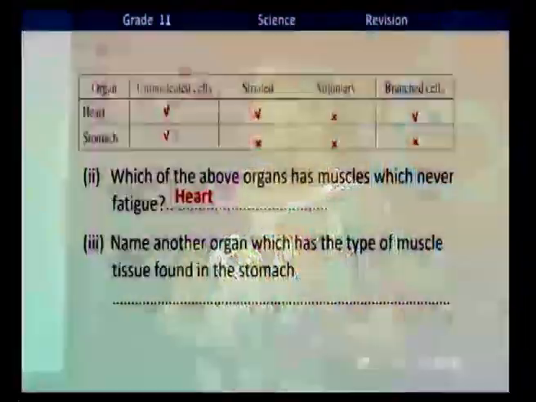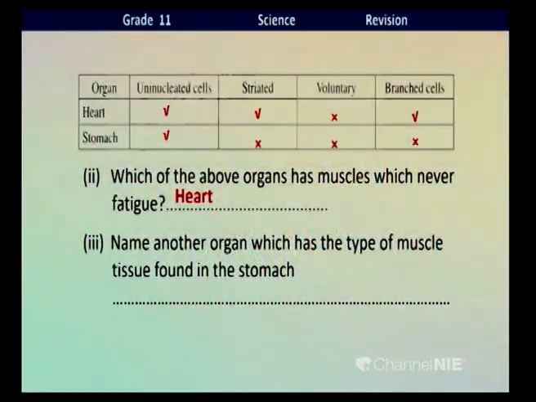So, till the end, they work continuously. They never fatigue. Right. Then the answer is heart. Name another organ which has the type of muscle tissue found in the stomach. I told you the type of muscle tissue found in the stomach is smooth muscle tissue. Then what are the other places in the body, other organs, where smooth muscles are found?